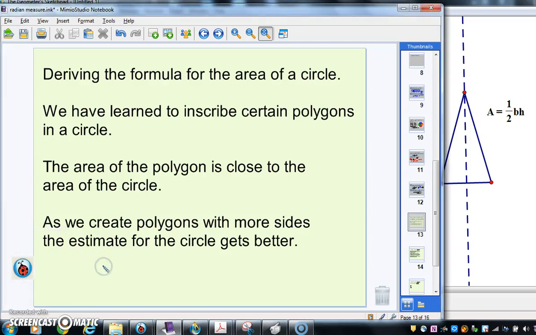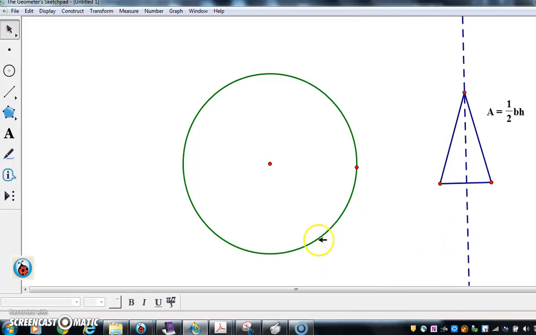In this video, we're going to learn how to derive the formula for the area of a circle. We've learned how to inscribe certain polygons in a circle. As we inscribe polygons with more and more sides, it creates a better estimation of the area of a circle. I'm going to use a program called Geometer Sketchpad to demonstrate this. So I'm first going to inscribe a square inside this circle.